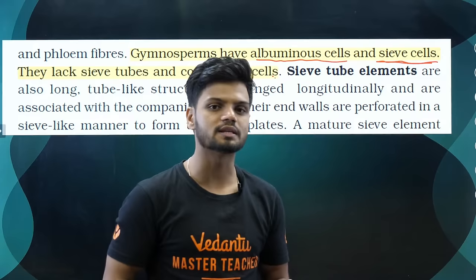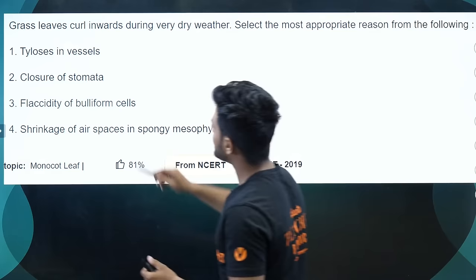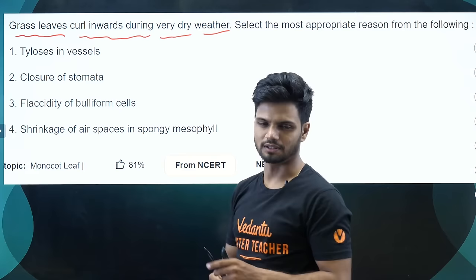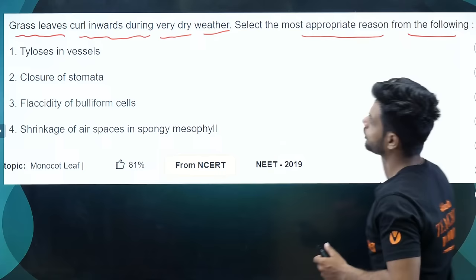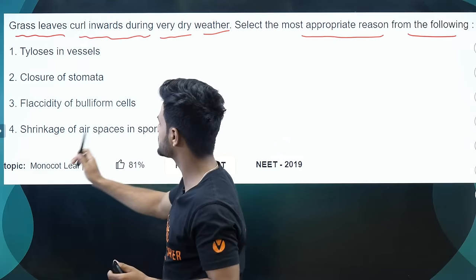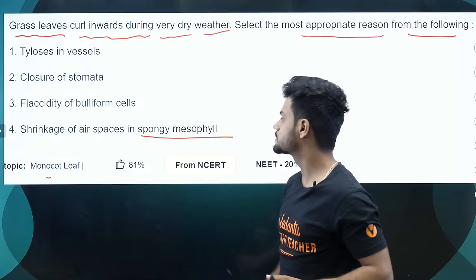Next question is right here. The grass leaves curl inwards during dry weather. During dry weather, the leaves are curling. Select the most appropriate reason for the following: thysols in the vessels, closure of stomata, flaccidity of bulbiform cells, shrinkage of airspace in the spongy mesophyll. Which is the answer?